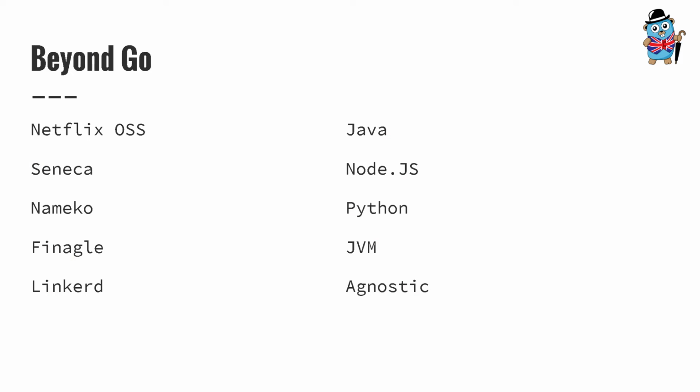And beyond Go, I think Netflix, you would consider them somewhat the pioneers of microservices in some way. They built Netflix OSS, which is a pretty mature Java stack, and Pivotal Spring Cloud is based on that as well. And there's a number of other solutions in other languages.